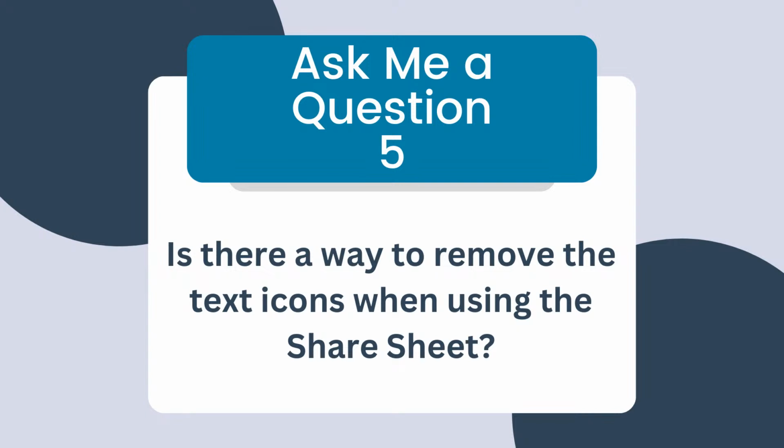If you want to get rid of your texting icons, you can absolutely do that by just toggling that switch off. So all you need to do is go to Settings, Siri and Search, and Show when sharing.